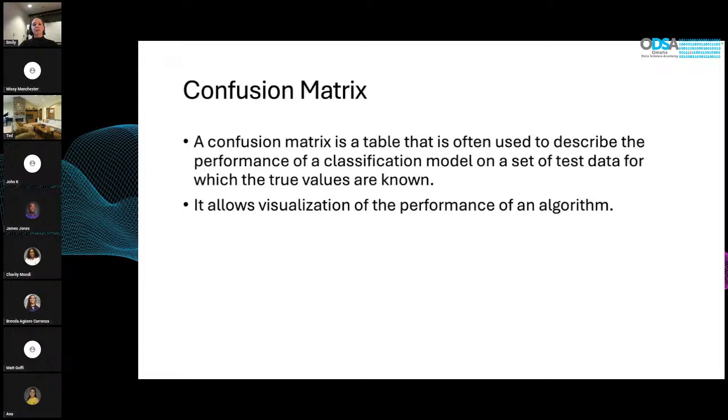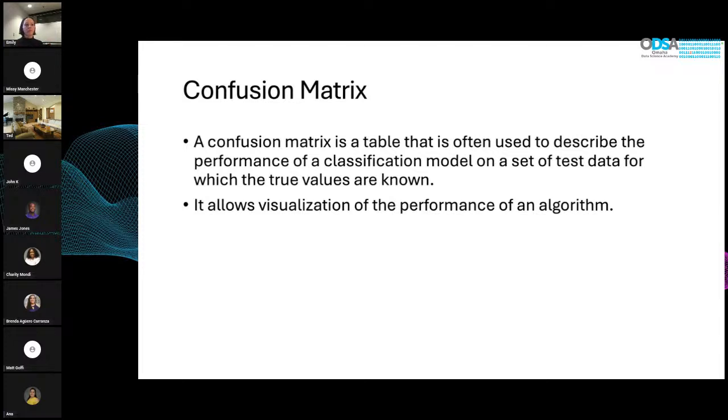So a confusion matrix, it's usually formatted as a table, and it's used to describe the performance of a classification model on a test set for which the true values are known. So when you run your confusion matrix, what you're saying is, here were the results of what I predicted, and these were the actual results.